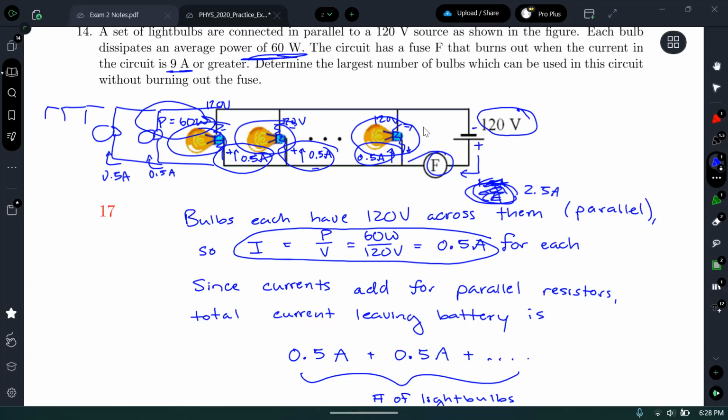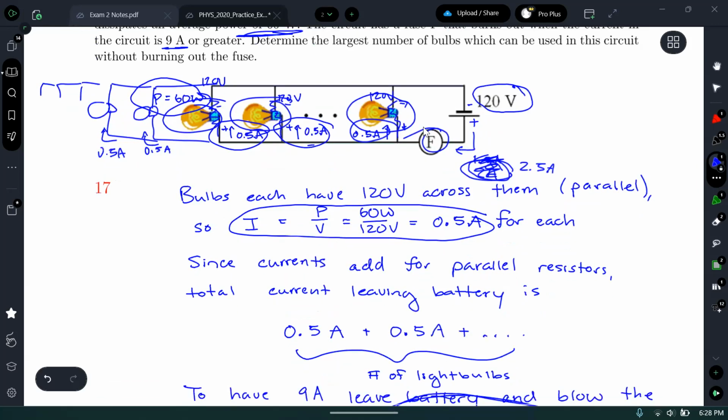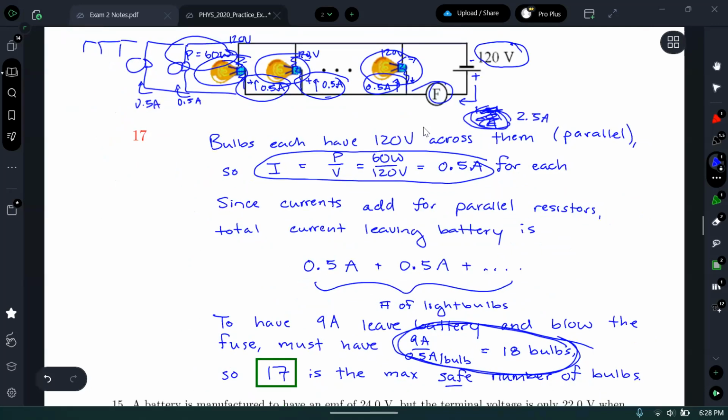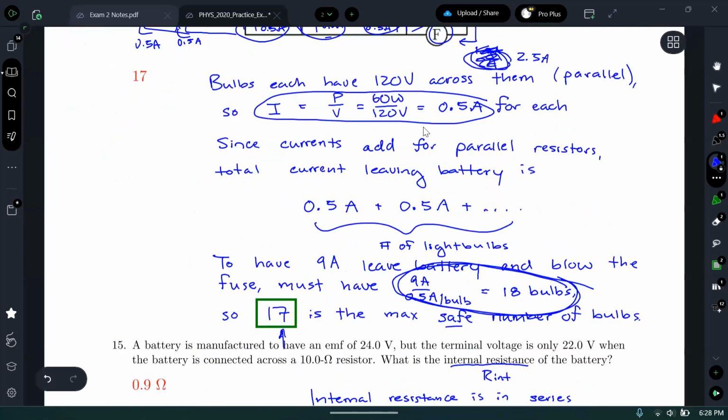So to not blow the fuse, I need one less bulb than that. 9 amps blows the fuse, anything less doesn't. So that's why I said one less. Yeah, I get it. I get a little bit more.